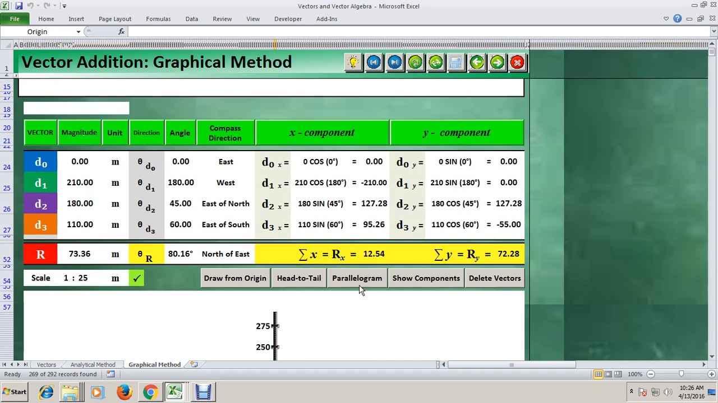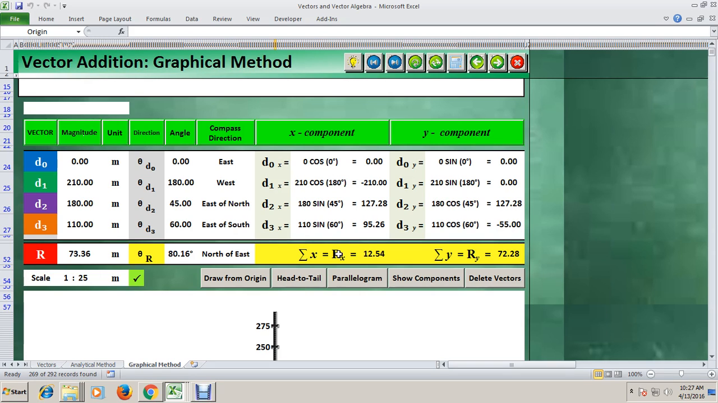Now, how do we specify the sum of the vectors? Simply, the sum of the vectors is the sum of the x components or all the components. We ended up with 12.54 because we add the following values: negative 210. We add that with 127.28. We add that with 95.26. We should end up with 12.54. You should verify this using your own calculators. The same goes with 72.28. We ended up with 72.28 by adding up 127.28 minus 55.